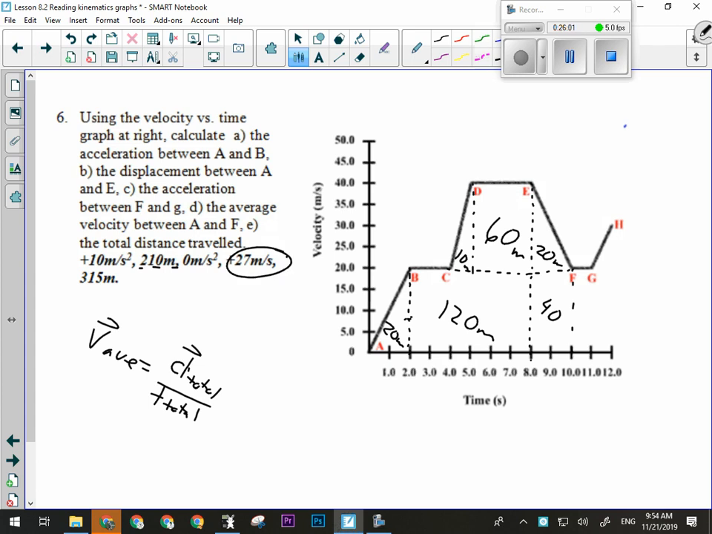All right, and then finding the total distance traveled means finding the last couple of shapes. Sorry, that's not what we want to do. We want a rectangle that goes all the way to the end, and then this small triangle here. So this rectangle would also be 40 meters, and this little triangle is 10 times 1, so it's only 5. When you add all those up, you get 315 meters for total distance traveled.